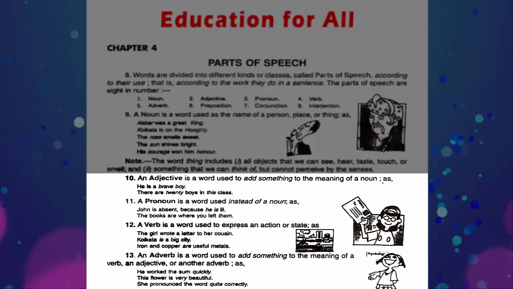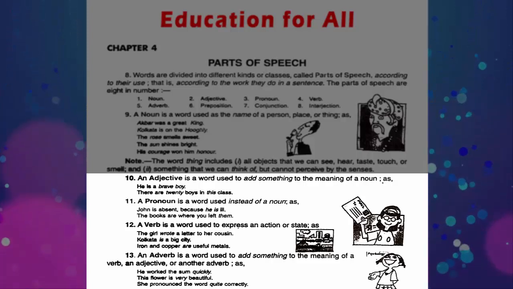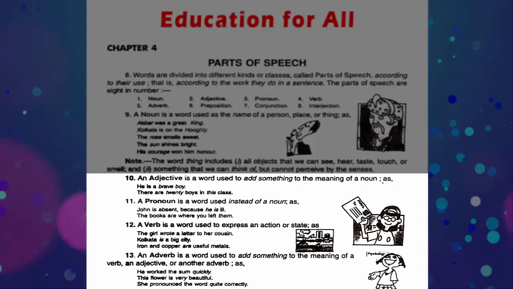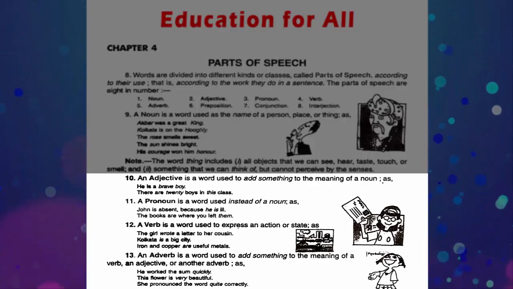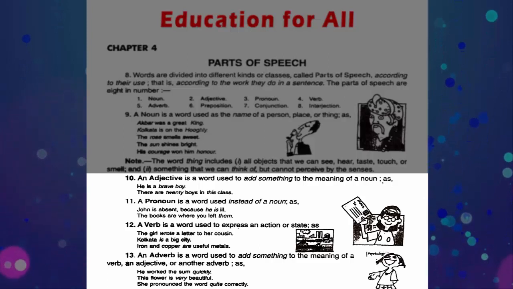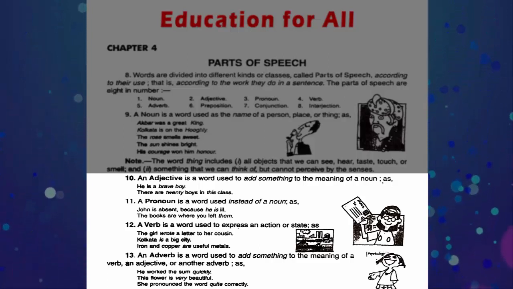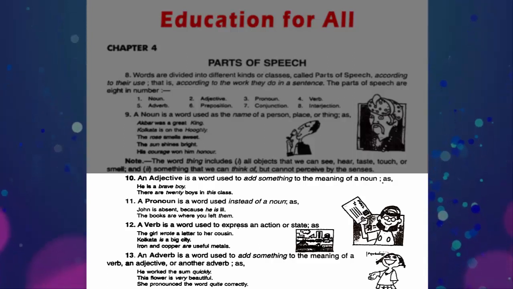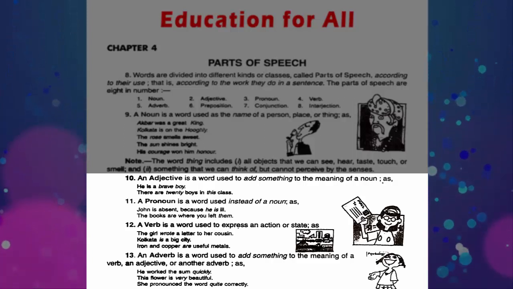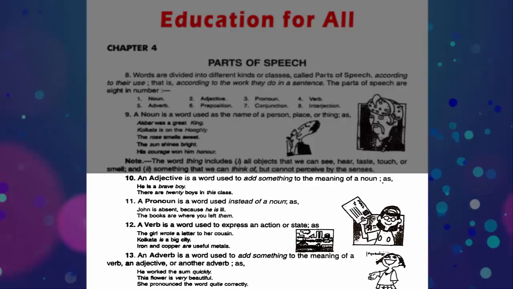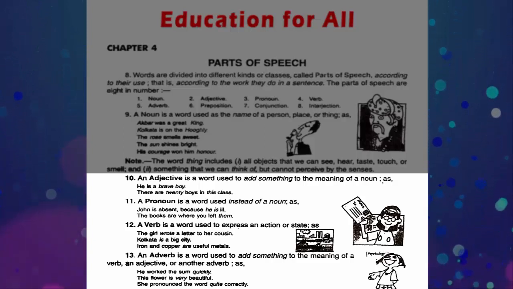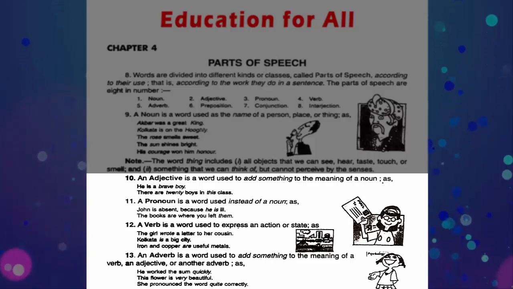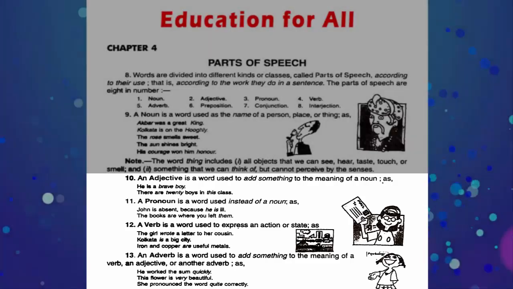A verb is a word used to express an action or state. As, the girl wrote a letter to her cousin. Kolkata is a big city. Iron and copper are useful metals. An adverb is a word used to add something to the meaning of a verb, an adjective, or another adverb. As, he worked the sum quickly. This flower is very beautiful. She pronounced the word quite correctly.